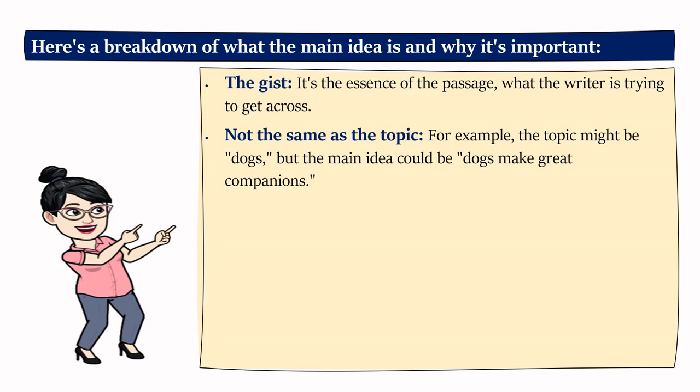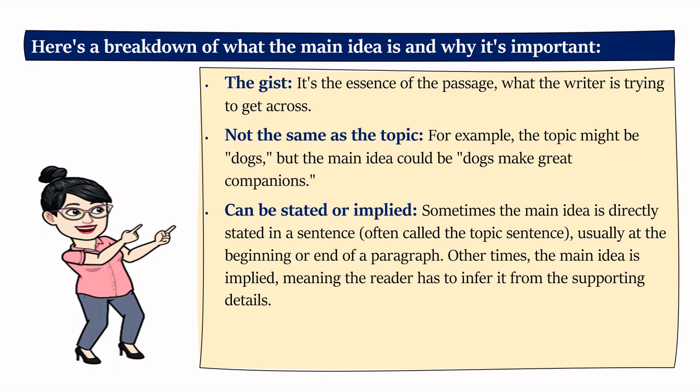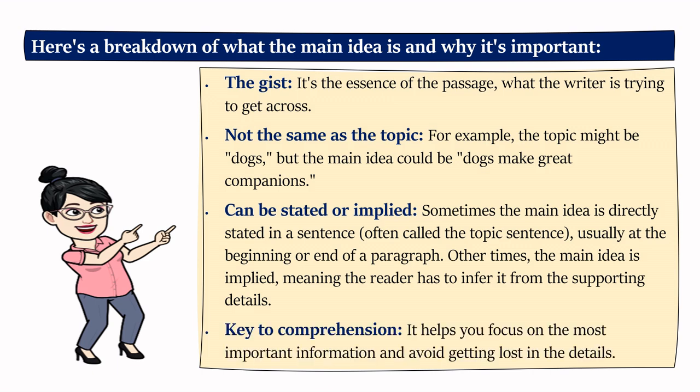Can be stated or implied. Sometimes, the main idea is directly stated in a sentence, often called the topic sentence, usually at the beginning or end of a paragraph. Other times, the main idea is implied, meaning the reader has to infer it from the supporting details. Key to comprehension. Identifying the main idea is crucial for understanding what you read. It helps you focus on the most important information and avoid getting lost in the details.